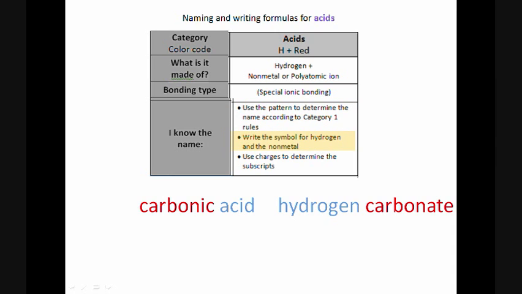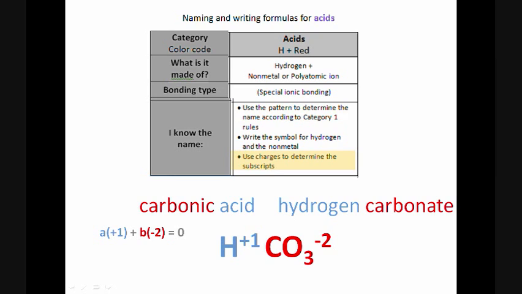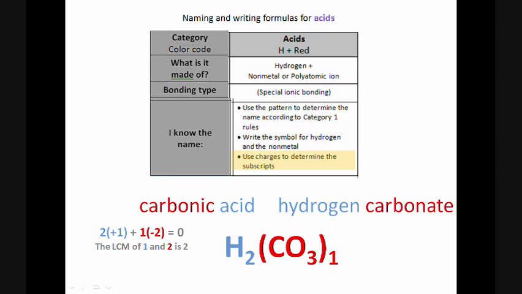Now we need to write the symbols and finish our formula. Hydrogen gives us H, and carbonate gives us CO3. When we look at the charges, we get +1 for hydrogen and -2 for carbonate. That's from the polyatomic ion list. We can plug those numbers into AX plus BY to determine our subscripts. The charge on hydrogen is +1, so X equals 1, and the charge on carbonate is -2, so Y equals -2. The LCM of 1 and 2 is 2, so A must equal 2, and B must equal 1. That means our subscript for hydrogen is 2, and our subscript for carbonate is 1.